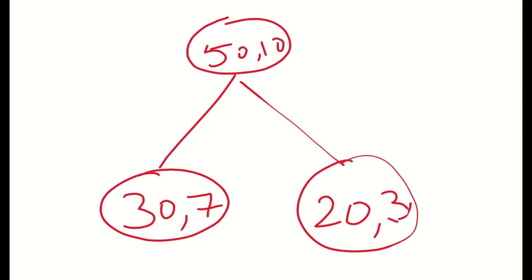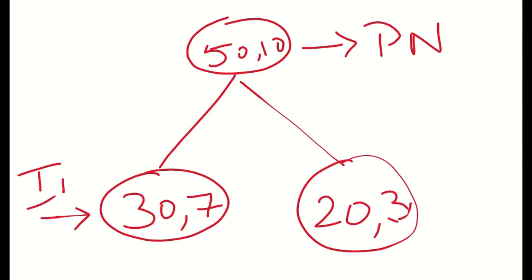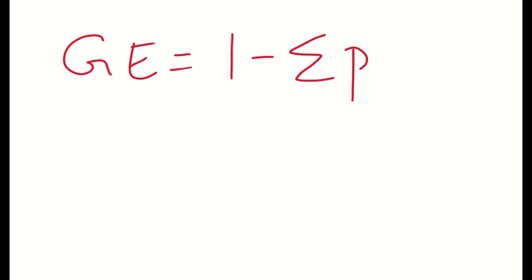Now, let's start by looking at the Gini index or the impurity measure in each node. So let's call this the parent node. This is intermediate node 1 and this is intermediate node 2. The formula for Gini index is 1 minus sigma p square. P represents the probability of each class.